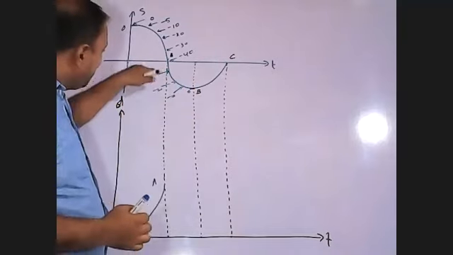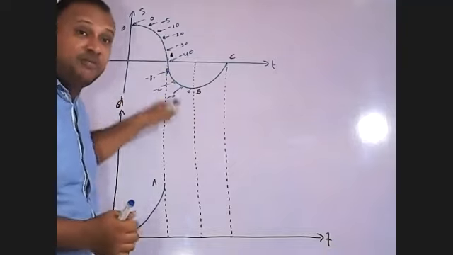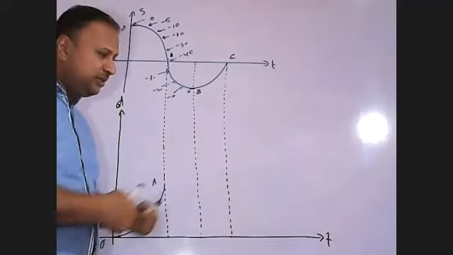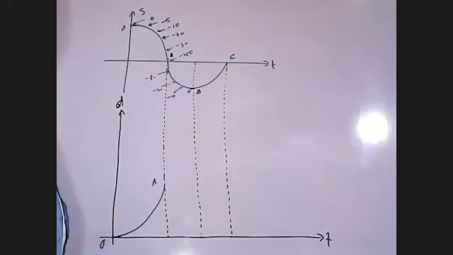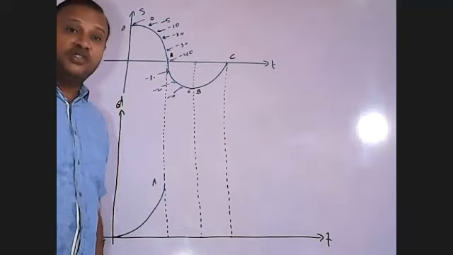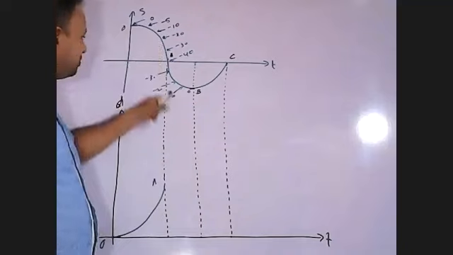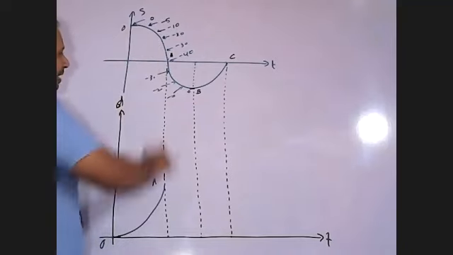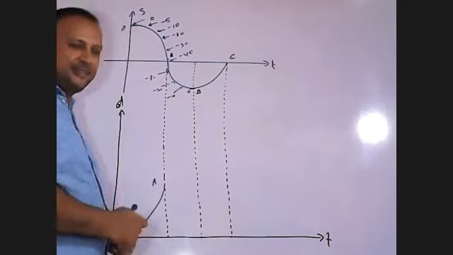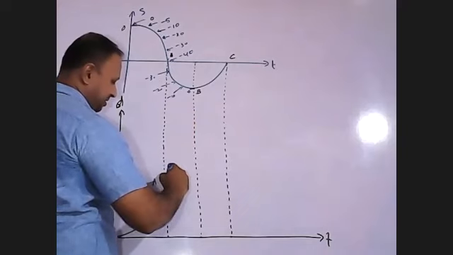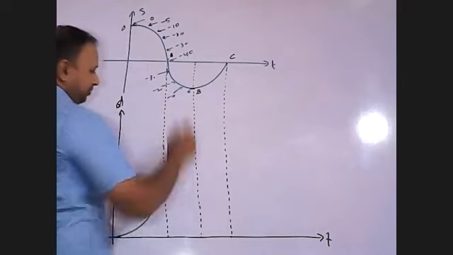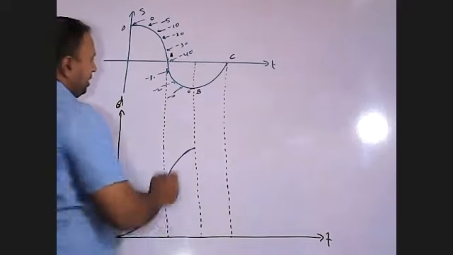So the velocity is increasing, because the negativity is reduced. Therefore, velocity increases, but the magnitude of that velocity decreases. So from A to B, the speed decreases. And finally, it is equal to 0 at B.